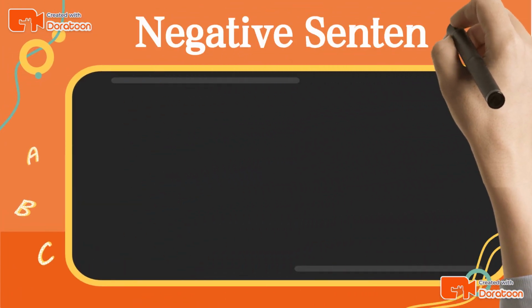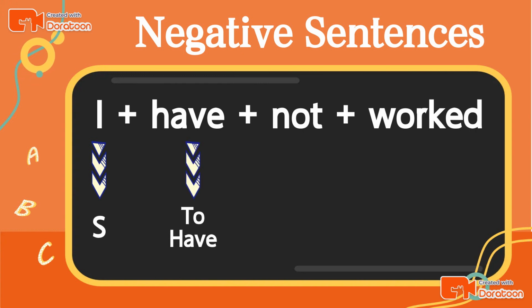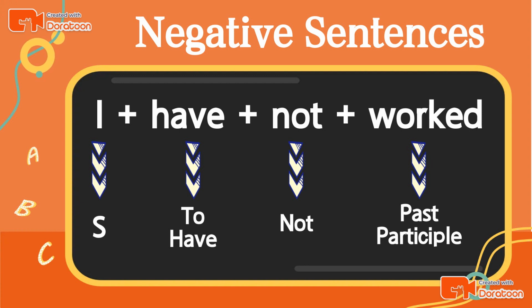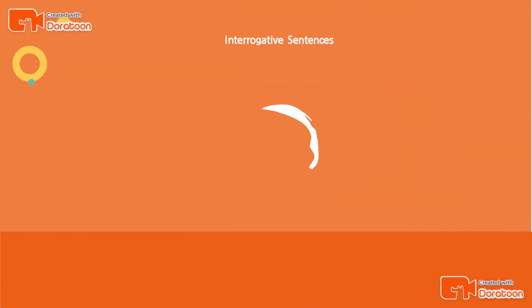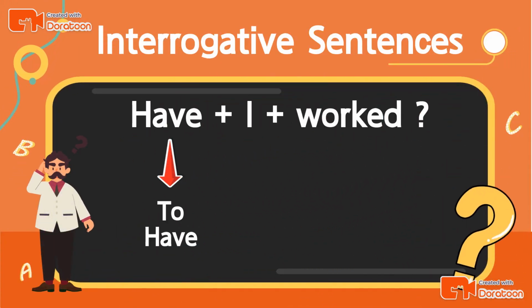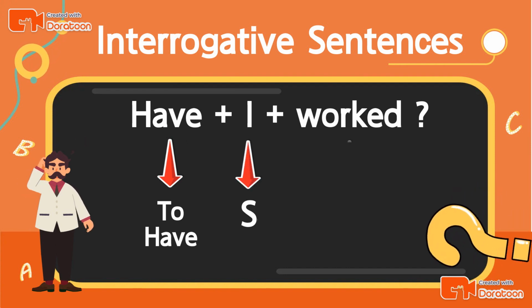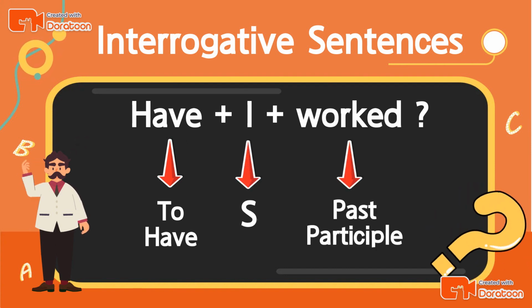For the negative form, we have the subject, I, plus the auxiliary verb to have, plus the word not to negate the action or event being described, plus the past participle of the verb work. For the interrogative form, we have moved the auxiliary verb to have to the beginning of the sentence, followed by the subject and the past participle of the verb work.